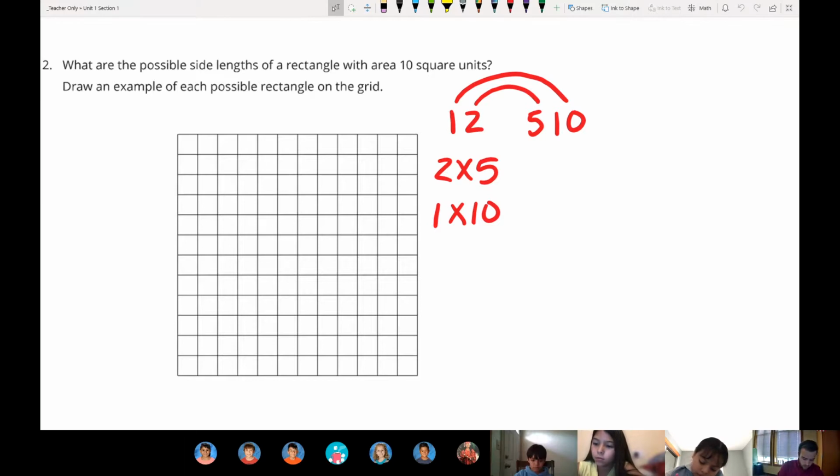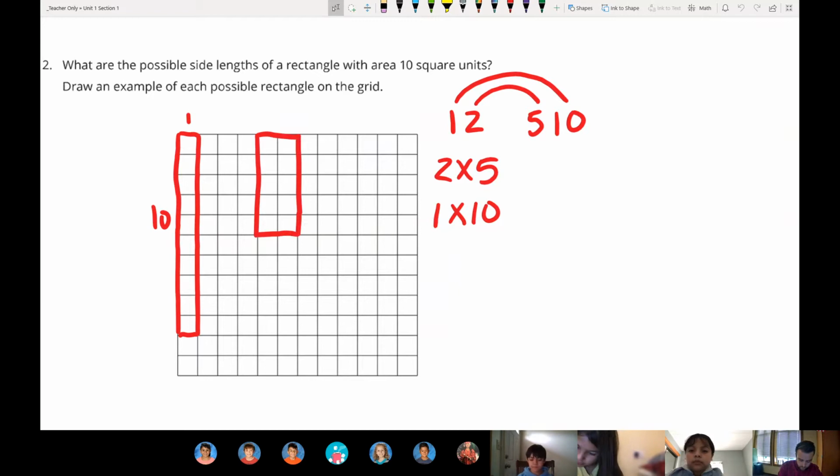So let's go ahead and draw our rectangles. I'll do the 1 by 10 first. 10 rows, 1 column. You could also do it the opposite way too. And then we have 2 rows, 5 columns. All right, so those are the only 2 options that we had. Those are the 2 sets of factor pairs that make 10 square units for our area of rectangles.